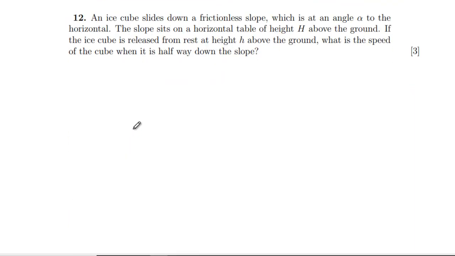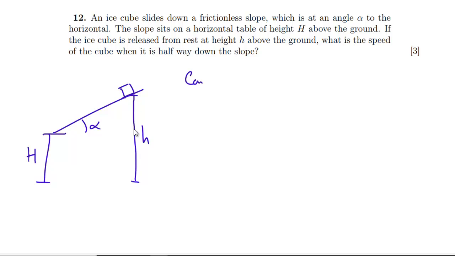Question 12. An ice cube slides down a frictionless slope at angle alpha to the horizontal. Right, so alpha, ice cube heading down the slope, sits on a horizontal table height capital H above the ground. If the ice cube is released from rest at height little h above the ground, what is the speed of the cube when it's halfway down the slope?